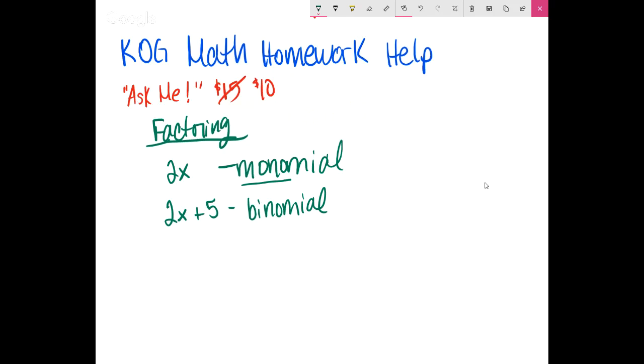Bi means two, right? Dos. So we have two terms here. A trinomial would obviously be three terms. So let's say 2x squared plus 5x plus 6. This is a trinomial. Everything binomial and up would be considered a polynomial, because poly means more than one, many.